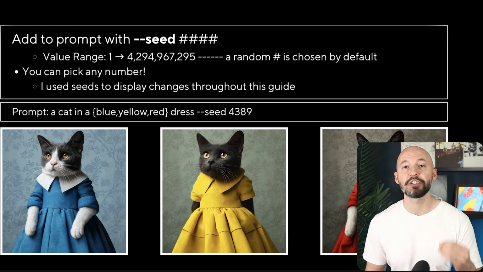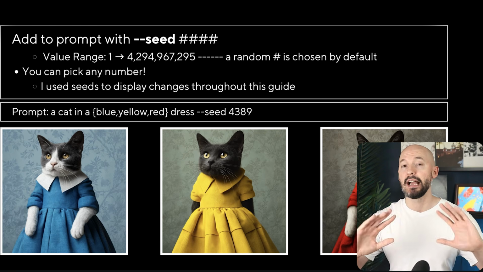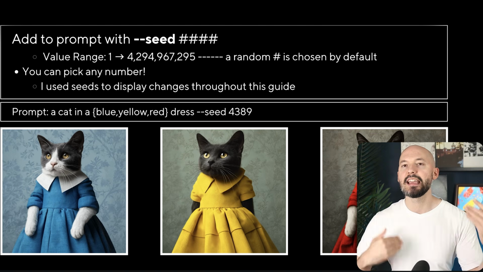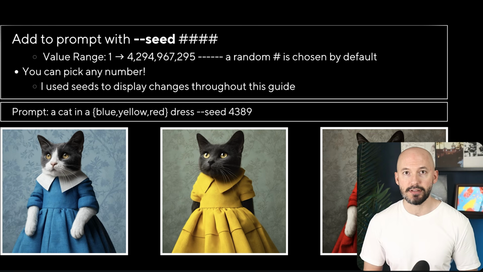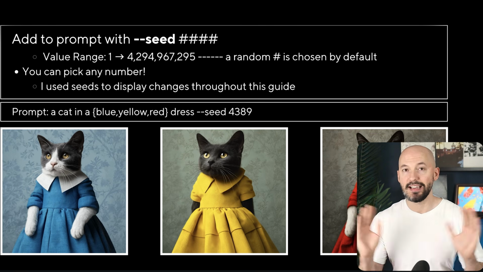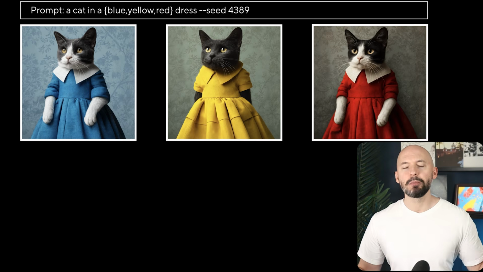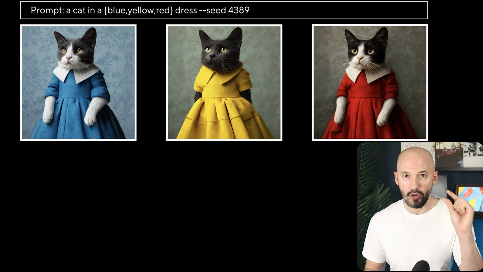However, we can add --seed to the end of our prompt and then type whatever number we want. And if we keep that number the same, we can get consistency throughout our generations. I'll warn you though, again, this is not a silver bullet. I have used seeds to display the changes throughout this guide, but they really only work with small changes.